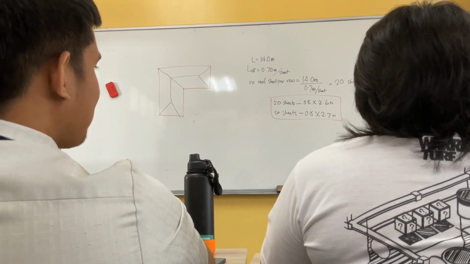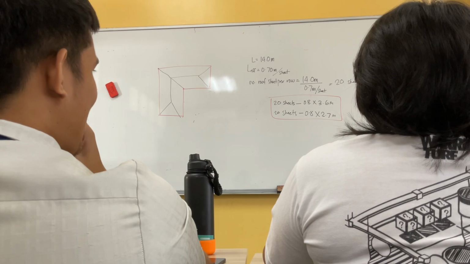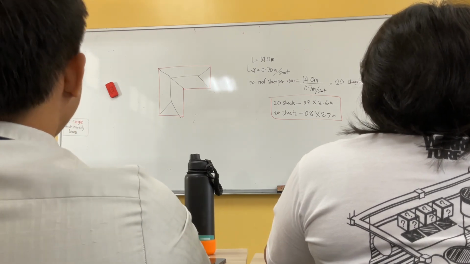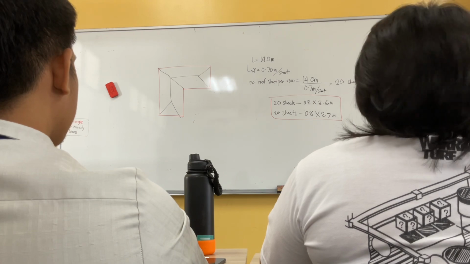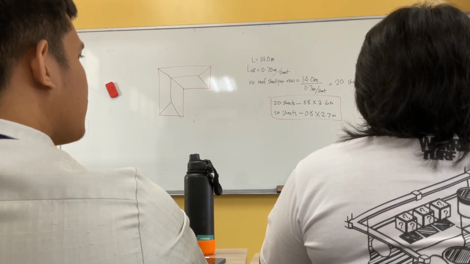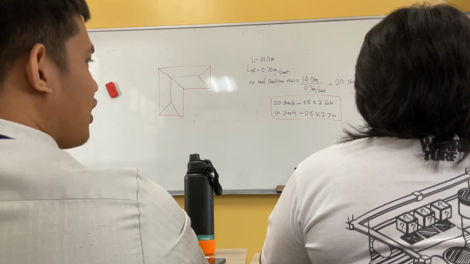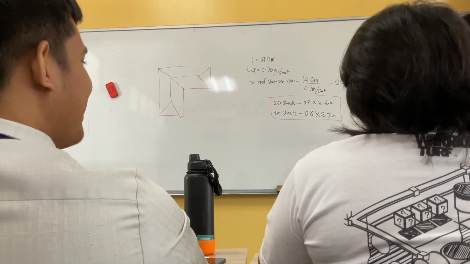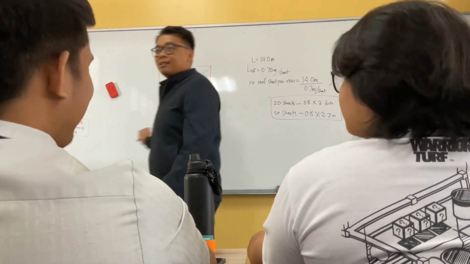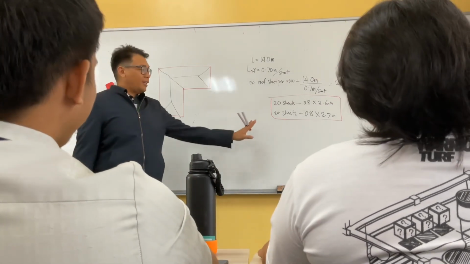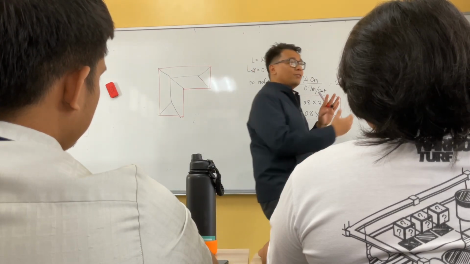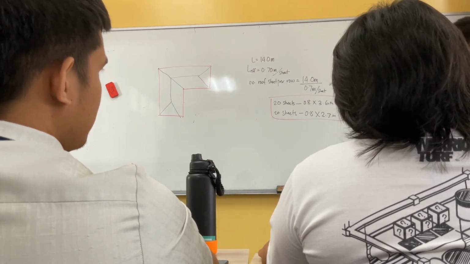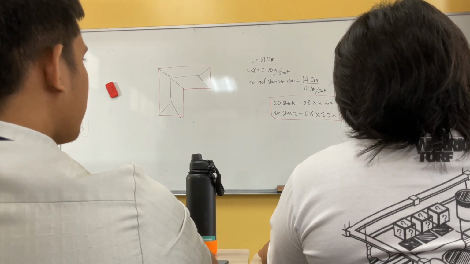Wait, what is the shape of the roof? How many roof sheets do we need? Anyway, let's go back to the sample problem. Okay, so we have 20 sheets. One row of 20 sheets is expected to cover your 14 meter length, no?